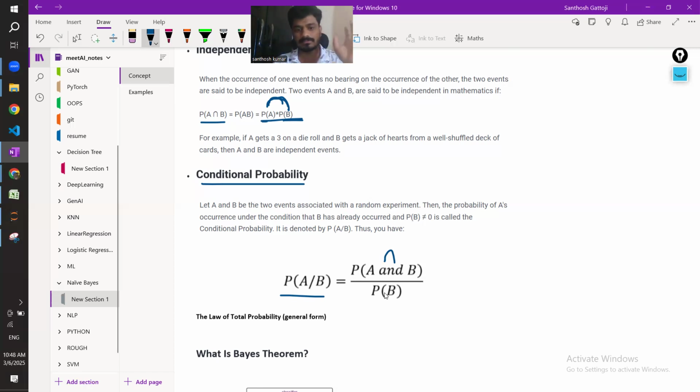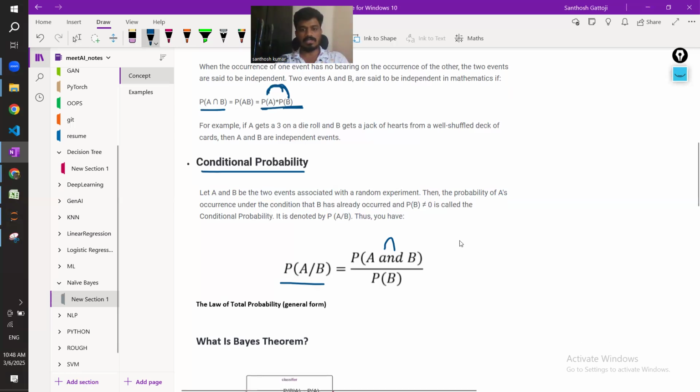Clear? Fine. So from here, we have something called Bayes theorem. From this conditional probability itself, we derive Bayes theorem, and that is the fundamental of Naive Bayes. You'll be surprised, these are very simple concepts, but using them we can actually solve some good problems. So we'll see.